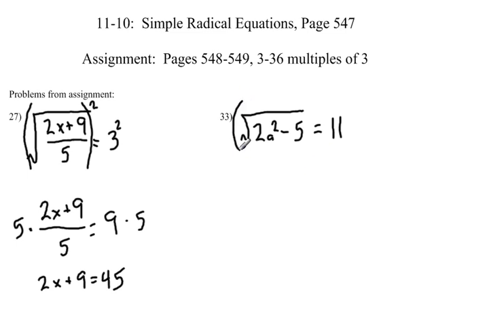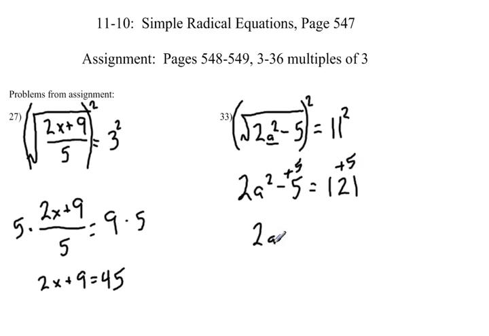And on 33, to get started, square both sides. Now you've got an a squared under there, so be careful. You've got 2a squared minus 5 equals 11 squared, which is 121. Since you're going to be solving for a, you're going to have a plus-minus situation here with that exponent. So let's add 5 to both sides. So that's 2a squared equals 126. Divide by 2. You get a squared equals 63.